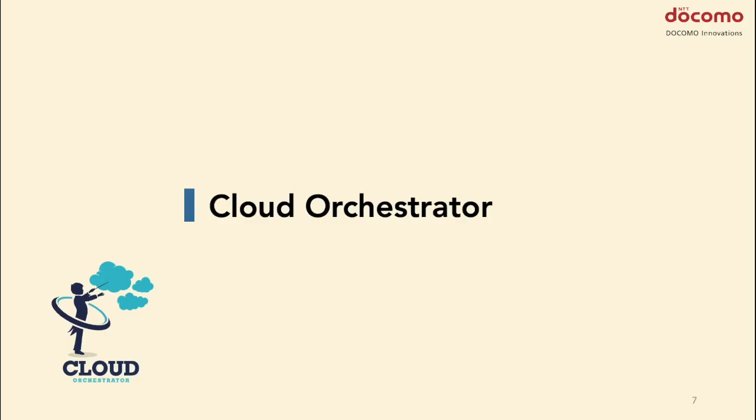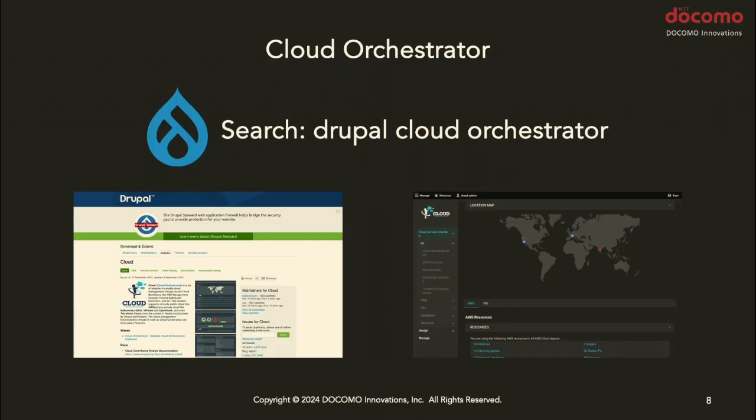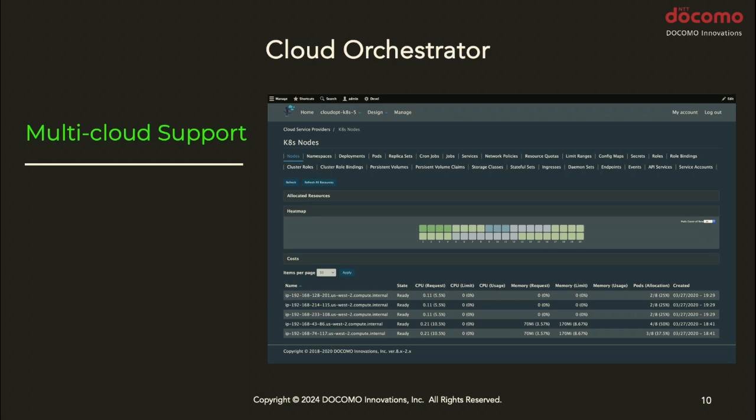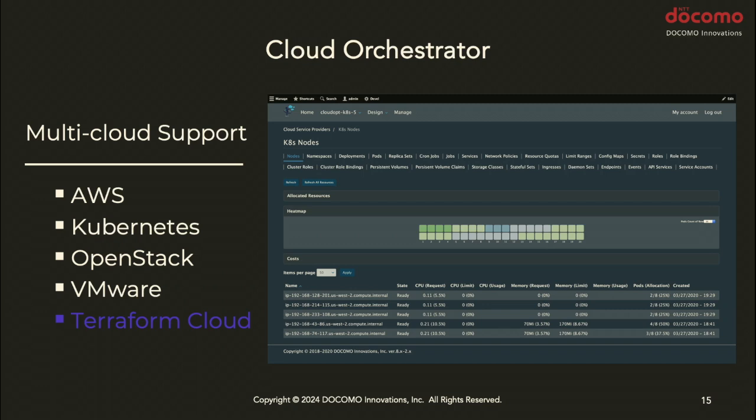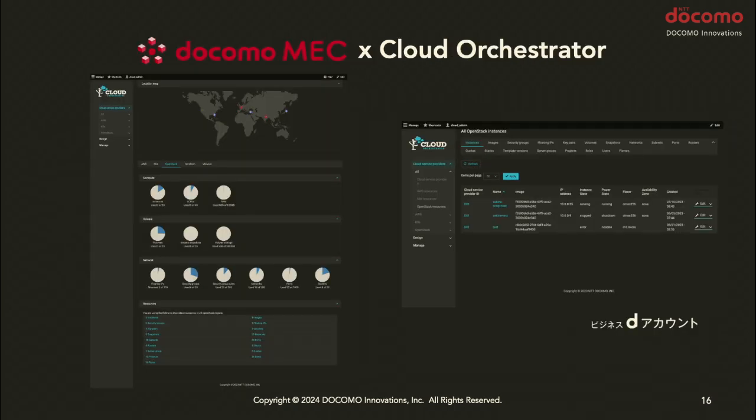So let me introduce the background of this session. Cloud Orchestrator is what we are developing in Docomo. We have built Cloud Orchestrator as an open source project based on Drupal. You can search for the keywords Drupal Cloud Orchestrator. This is a one-stop portal capable of managing multiple clouds such as AWS, Kubernetes, OpenStack, VMware, and Terraform. We have been engaged in development of Cloud Orchestrator as a Docomo Make portal for Docomo's public cloud service.